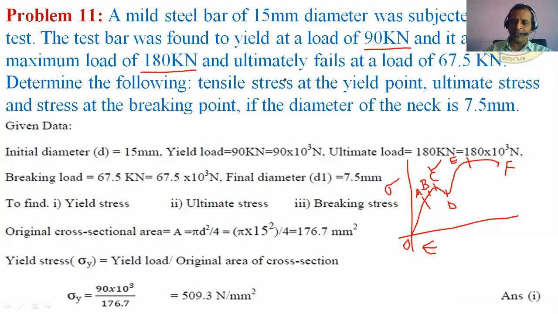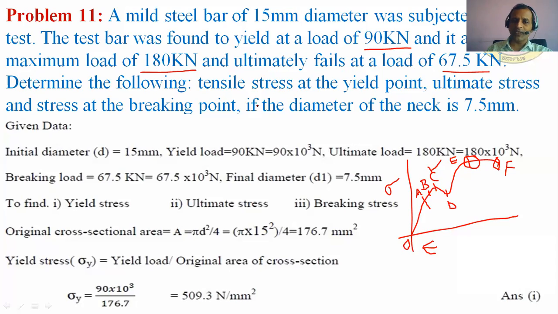The maximum load is attained at this point, which is the ultimate point, the maximum point. And it ultimately fails at a load of 67.5 kilonewton. Ultimately, where does it break? At the F point. The load at the F point is 67.5 kilonewton. So determine the following.